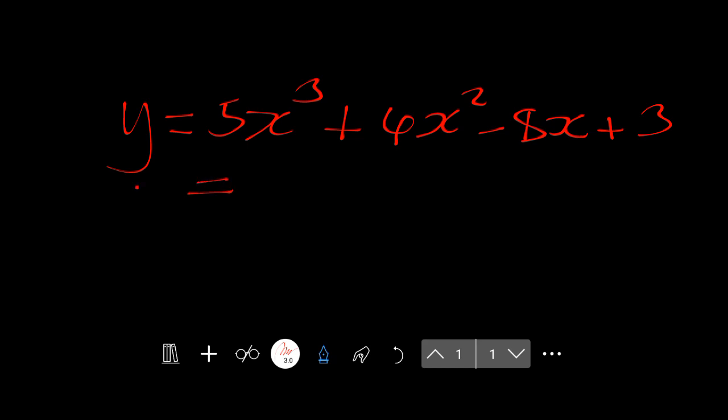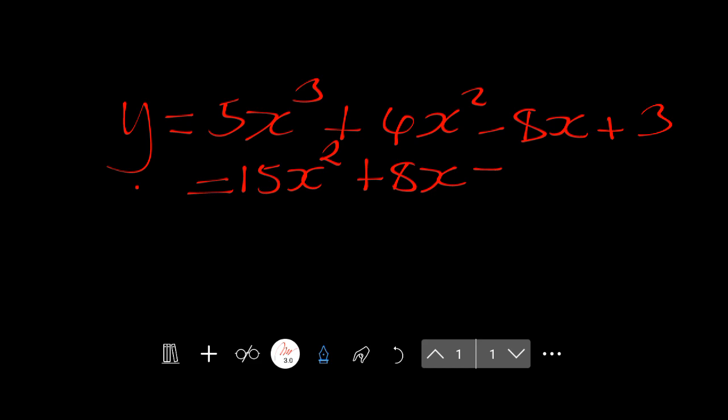For example, this one will have, is equal to 3 times 5, we will get 15x, and then we'll take 1 away from 3, we'll remain with 2. Plus 4, 2 times 4 is 8x, and then we'll take 1 away from 2, we'll remain with 1, so 8x to the power 1, and then this one will be minus 8.